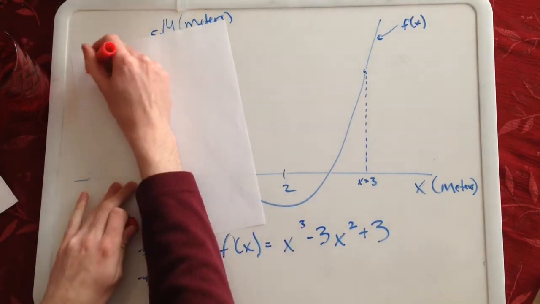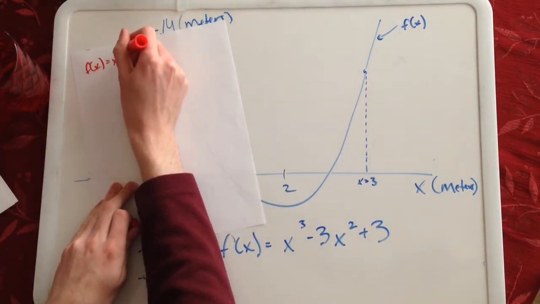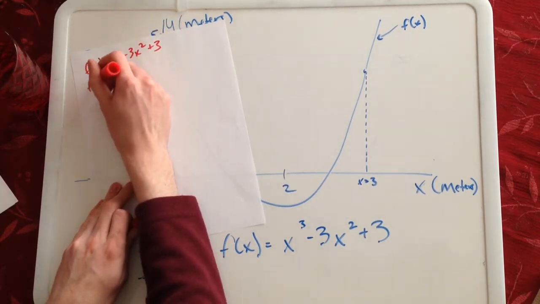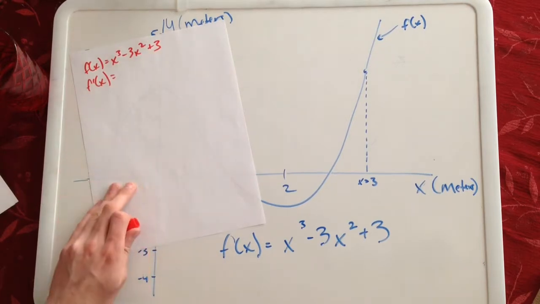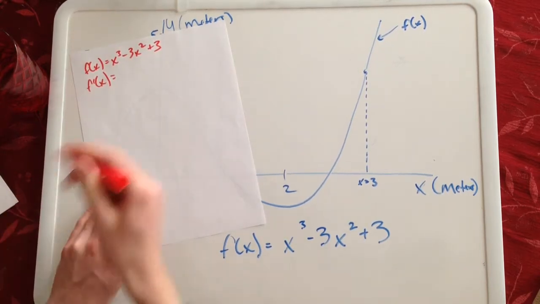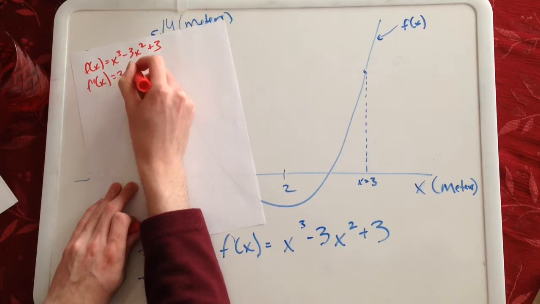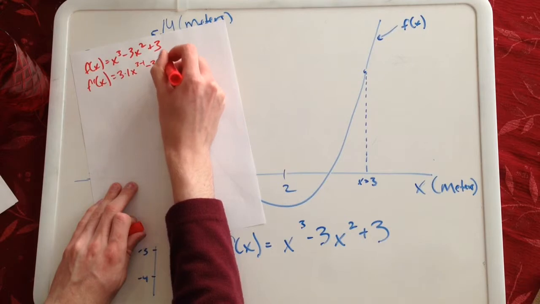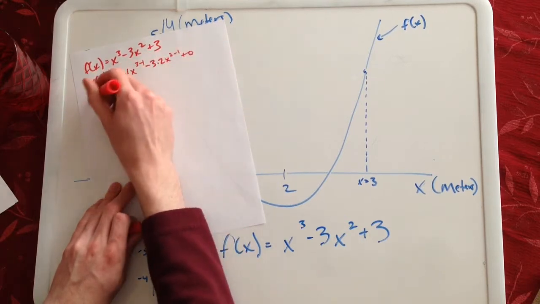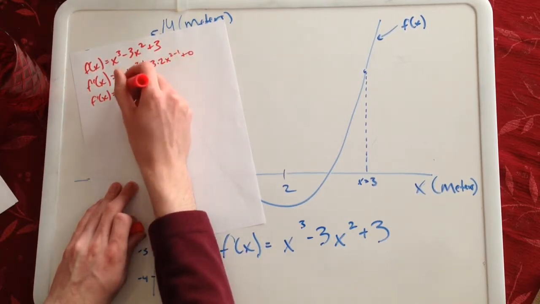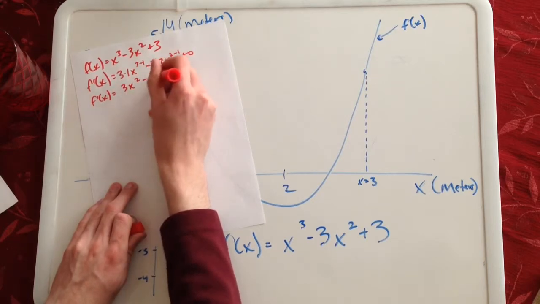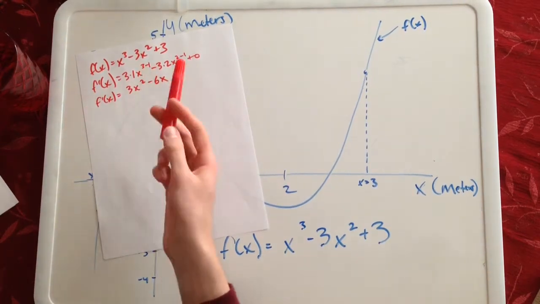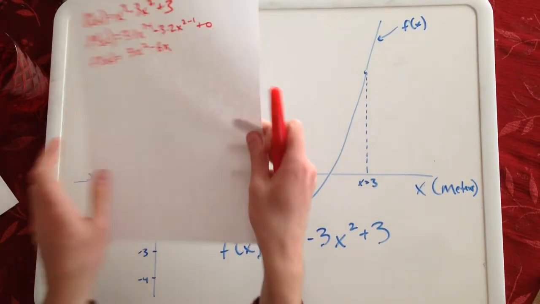So if I had f of x equals x cubed minus 3x squared plus 3, then f prime of x, or dy/dx, or y prime, equals 3 times 1 x to the 3 minus 1, minus 3 times 2 x to the 2 minus 1, plus 0. So f prime of x equals 3x squared minus 6x. So this represents the slope at any point on this graph.